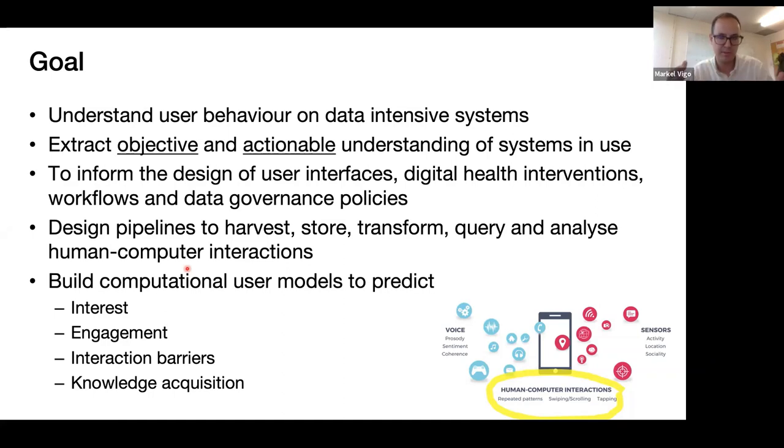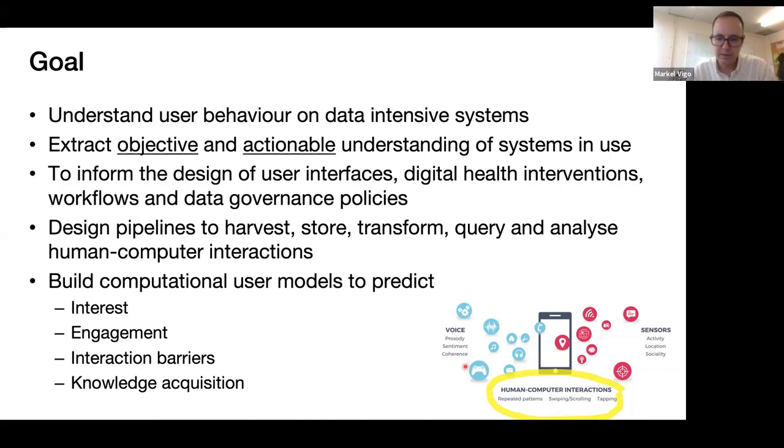So if I want to acquire this understanding, I need to do all this, okay? So that towards the end, I just build computational user models that allow me to predict whether people are interested in using systems, where people are engaged with these systems as well, whether there's interaction barriers or whether people are learning as they interact with the systems, okay?